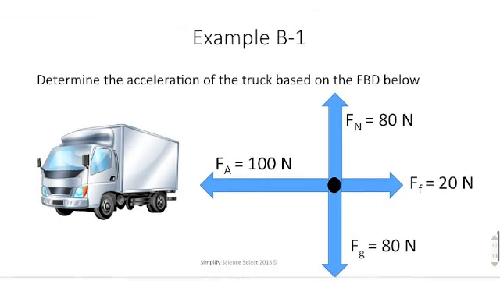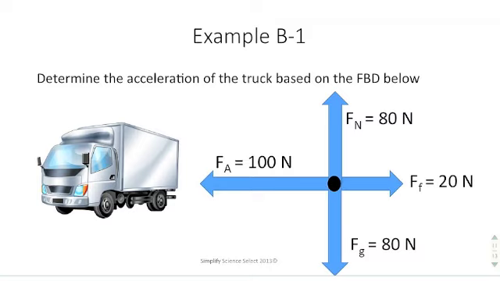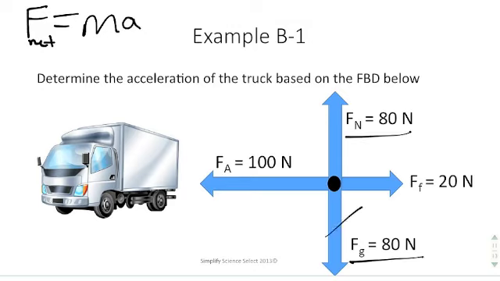It says determine the acceleration of the truck based on the free body diagram below. So I know I'm using forces, and I know that the only expression that I have between force and acceleration is F equals ma, more specifically, F net. So you can use the free body diagram and say, okay, what is my net force here? Let's always start with the up and down force. I have 80 newtons up, I have 80 newtons down. Those cancel each other out and they are gone.